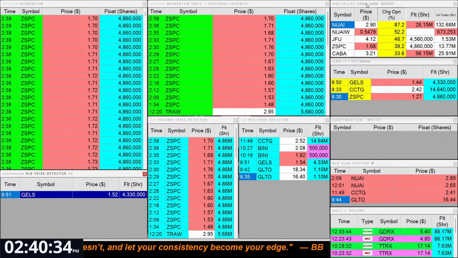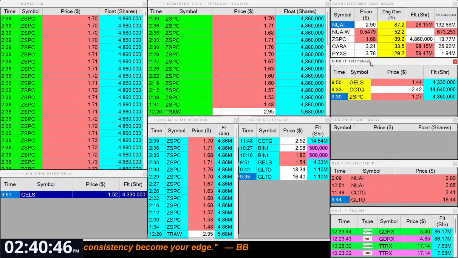Now, moving over to the right-hand side, we've got the gap list. Below that, the Find It First Market Scanner. The Find It First Market Scanner, this is one we've had for a long time. As you guys know, this is a personal favorite. I think many of our traders, this is a favorite for you guys as well. This is something that I love myself, but I am starting to fall more in love with these two over here. I have to say that's just really taking the cake for me myself.